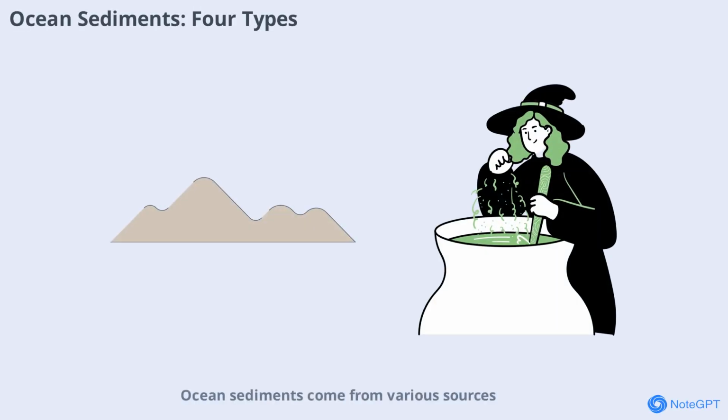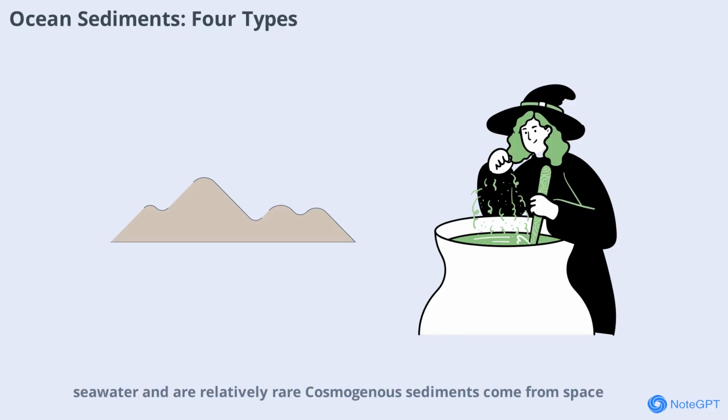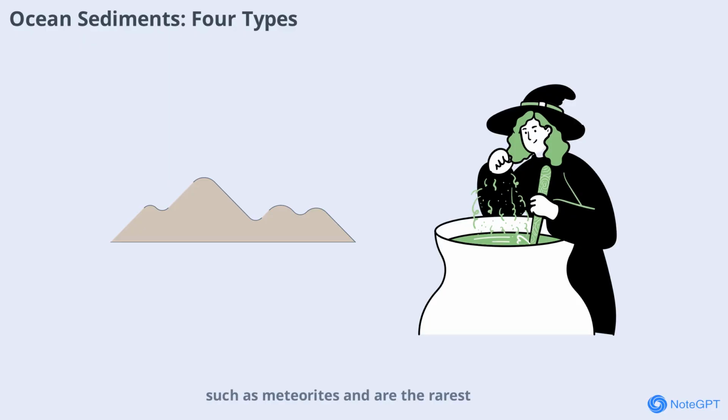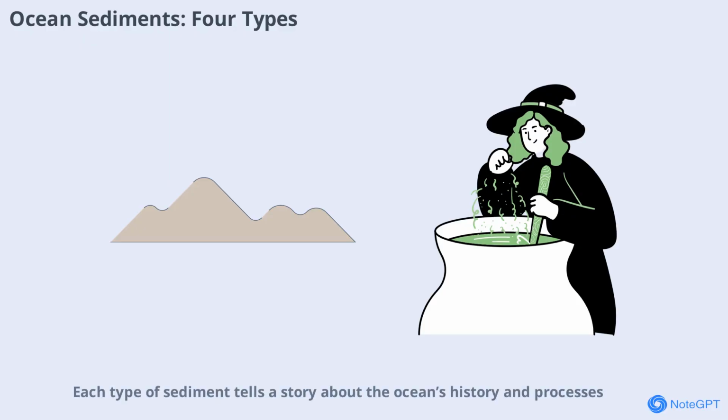Ocean sediments come from various sources and are classified into four main types. Lithogenous or terrigenous sediments originate from land and are common near continental margins. Biogenous sediments are formed from the remains of marine organisms and are found in ocean basins. Hydrogenous sediments precipitate directly from seawater and are relatively rare. Cosmogenous sediments come from space, such as meteorites, and are the rarest. Each type of sediment tells a story about the ocean's history and processes.